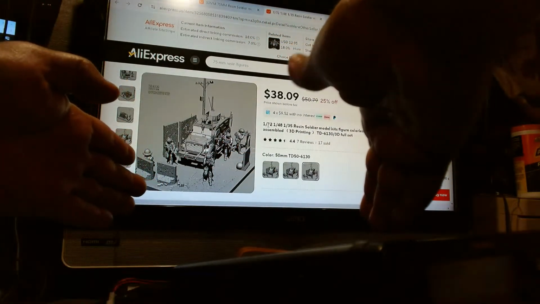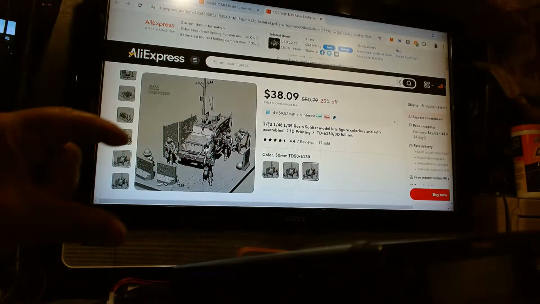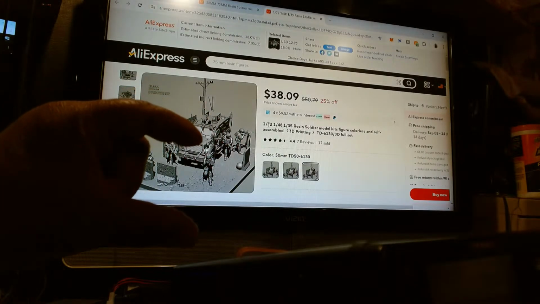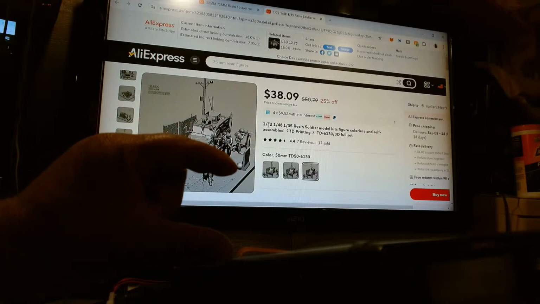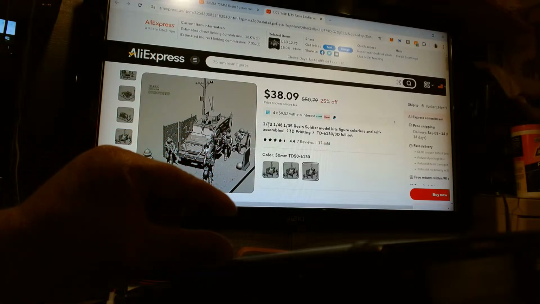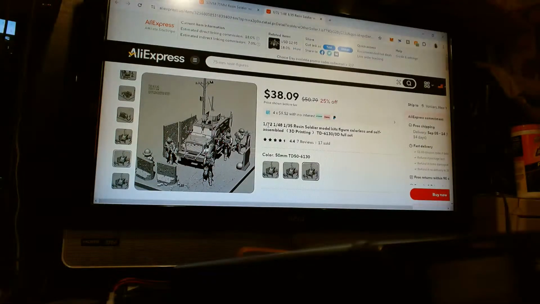lot bigger, because at 1/32 scale, each soldier will be around this big, more or less about this big. 1/48 scale would be around like this, and then 1/72 would be a lot smaller, much smaller. So you gotta pay attention when you're ordering scale.